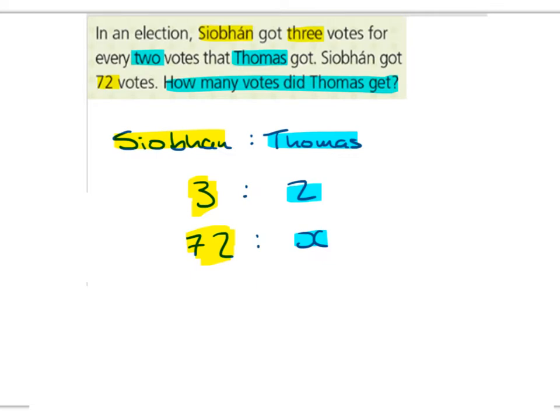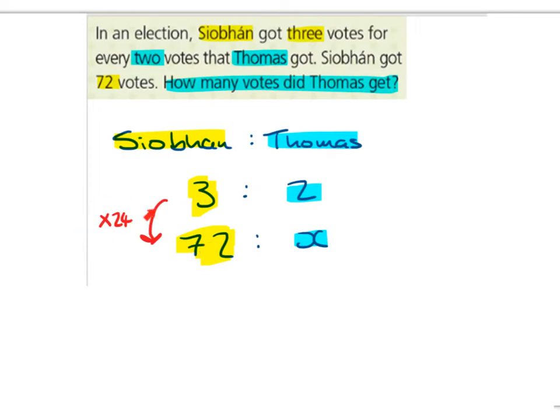So we need to think, well, how do we get from 3 to 72? And with ratios, we can only multiply or divide. So you're going from a smaller number, 3, to a bigger number, 72. So we must be multiplying. So what do we multiply 3 by to get to 72? And if you can't think of what it is, you can go the opposite. What is 72 divided by 3? And the answer is 24.